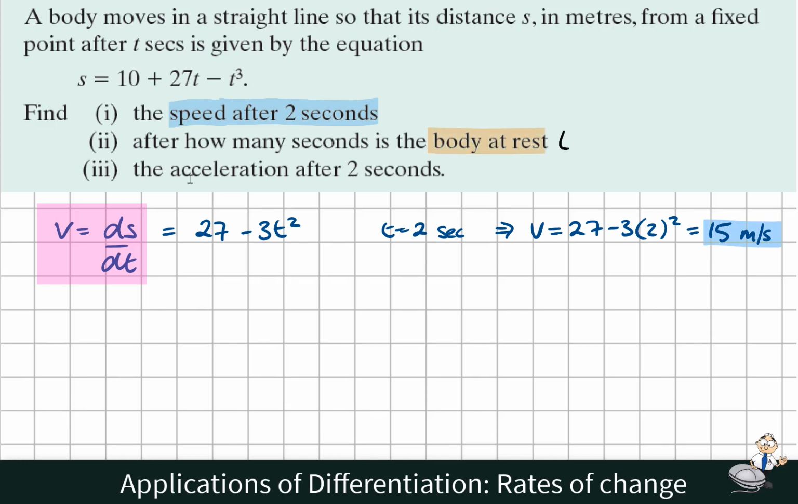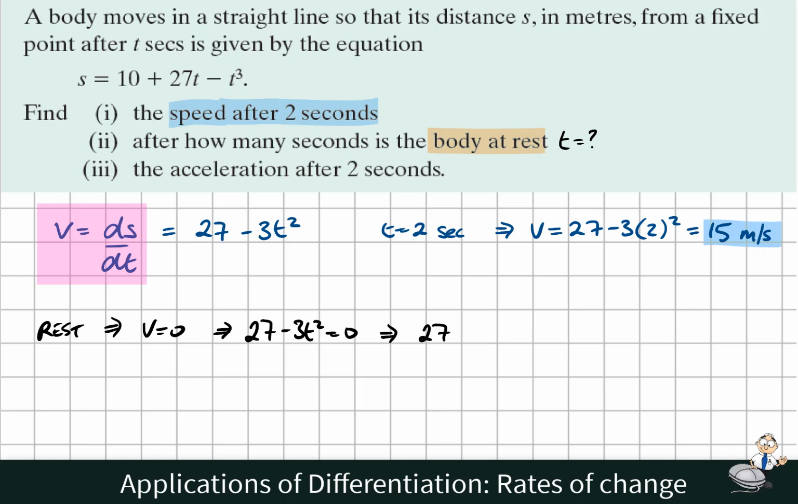The next question is, after how many seconds is the body at rest? In other words, what's the time when the velocity equals 0? That's what at rest means. The speed or velocity is 0. So that means 27 minus 3t squared is equal to 0.